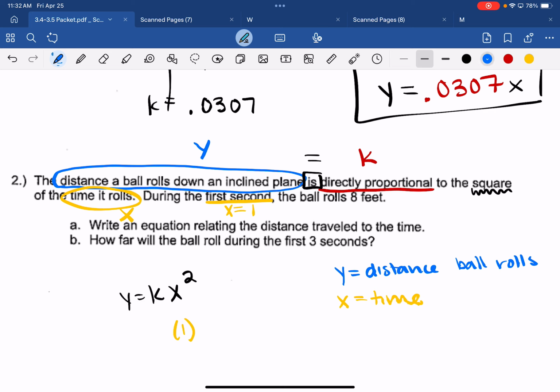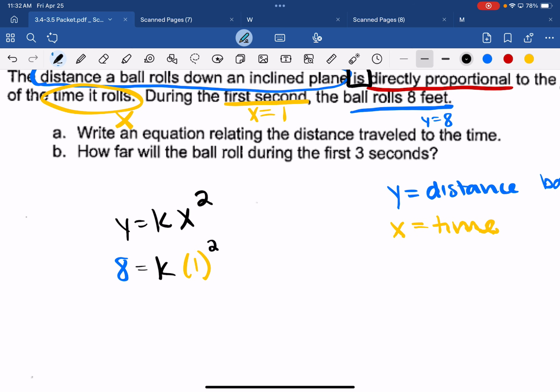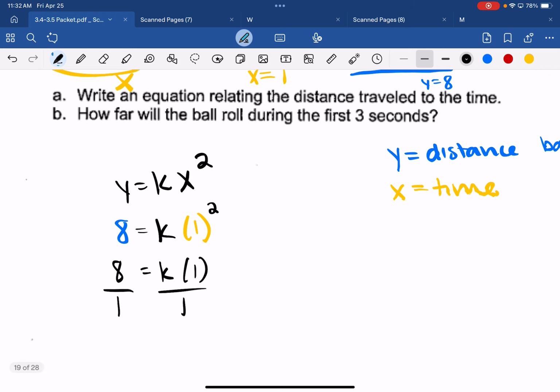Then our ball rolls 8 feet comes into play. That's my y. Okay, so I put an 8 in for the y. Bring the rest down. Don't forget your little square. It doesn't really impact us here, but I'm going to make sure we have it. And now we solve for k. So this one just becomes a 1. So I would divide both sides by 1. You probably already can see it, but just to show our work.